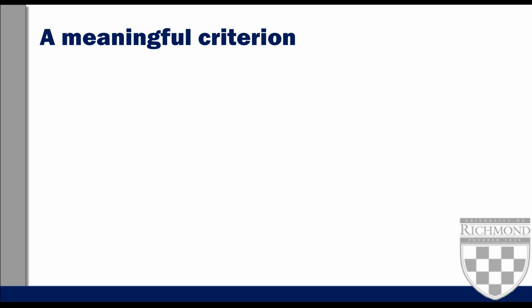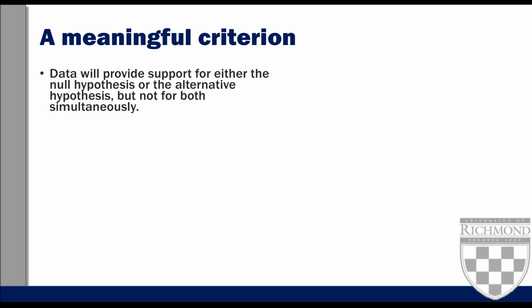Okay, so from there, what's left to do is to create a meaningful criterion for knowing when our sample mean deviates enough from the population mean for us to conclude that the deviation did not occur due to sampling error. So data are going to provide support for either the null hypothesis or the alternative hypothesis, but not for both simultaneously. In other words, these are mutually exclusive outcomes. Only one can be true at a time.